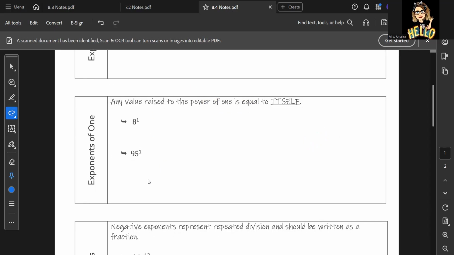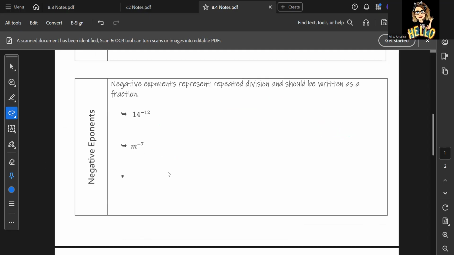The next one, anything to the power of 1 is equal to itself. So a to the 1 is just equal to a. So anything to the first power is equal to itself. So if it's 8 to the 1, it's just equal to 8 because we have 8 one time. 95 to the first power is just 95. So those first two rules are kind of like whatever, easy. You just have to know them.